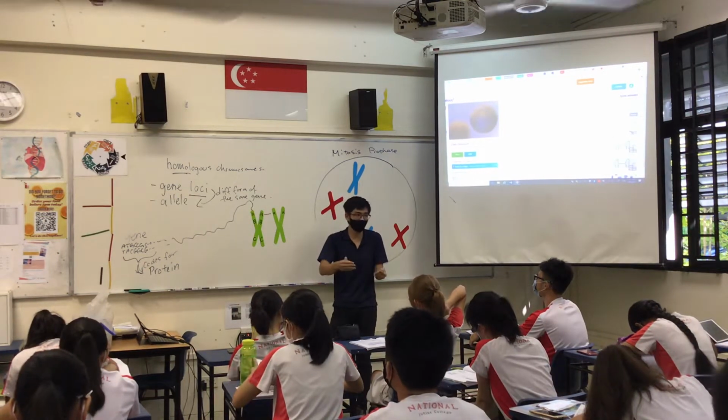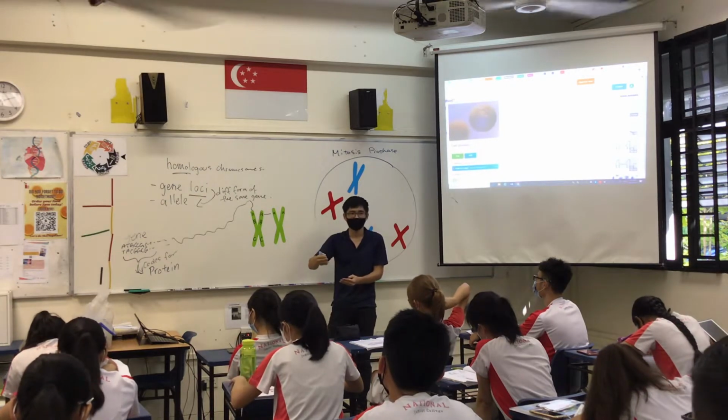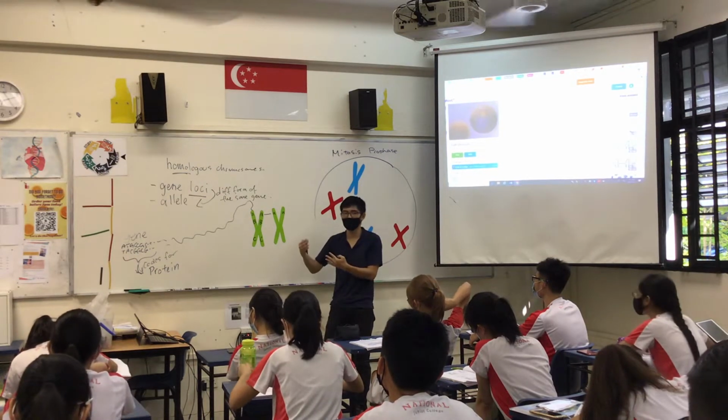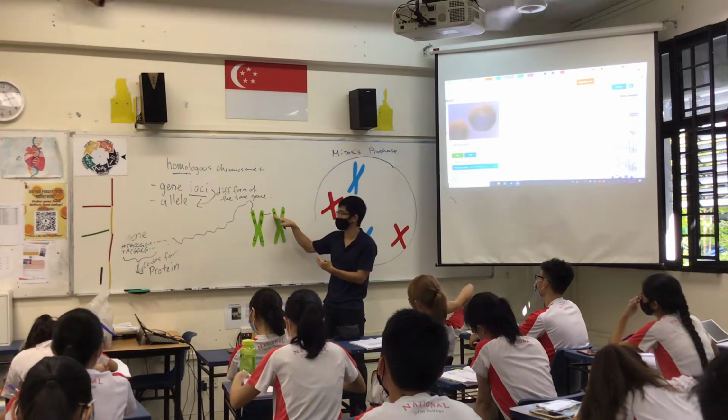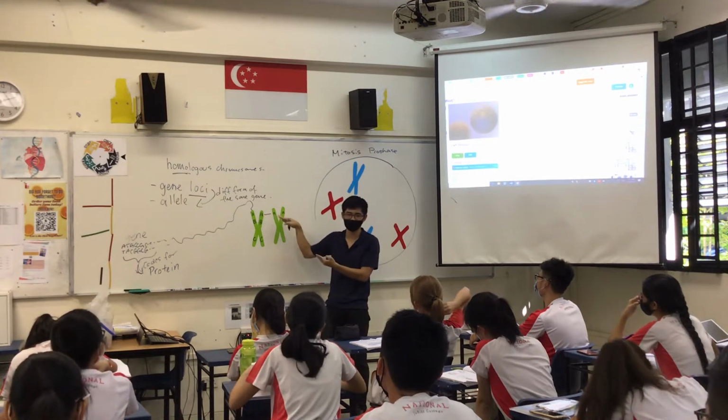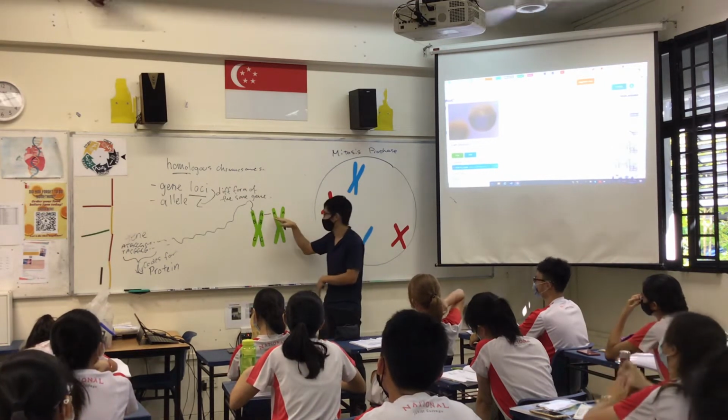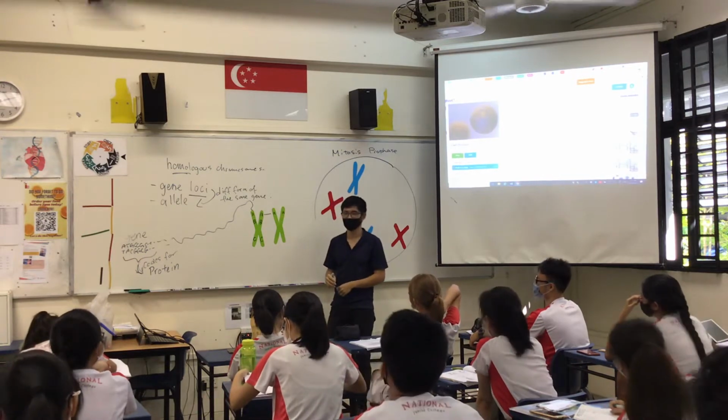We represent a gene with an alphabet, but for different alleles, we use either small caps or big caps. Okay.